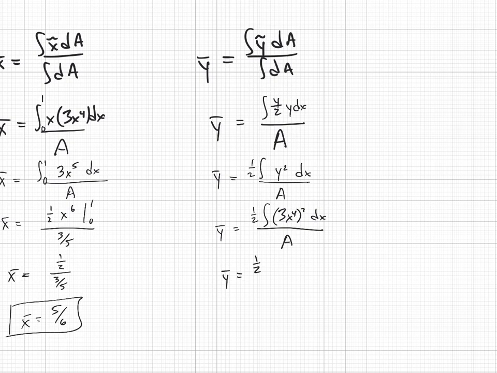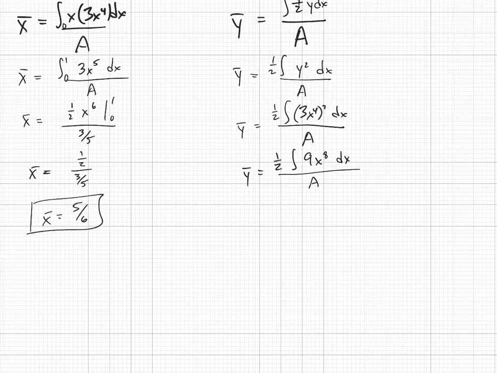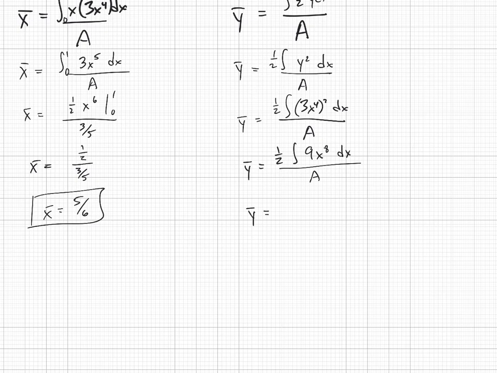So y bar equals 1/2, let me go ahead and square that. So what's that going to be? 9x to the 8th dx over the area. And so y bar equals 1/2 of, let's see, so 8 goes up to 9, x to the 9th. And then I get, oh, I guess that's it, isn't it? Yeah, cool. From 1 to 0. And then this area on the bottom, I'm going to go ahead and put it back in as 3/5. All right, so y bar equals, is that 1/2 divided by 3/5 also?